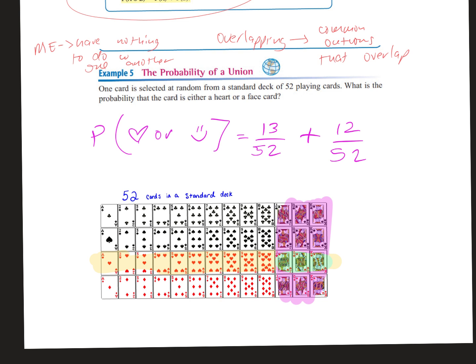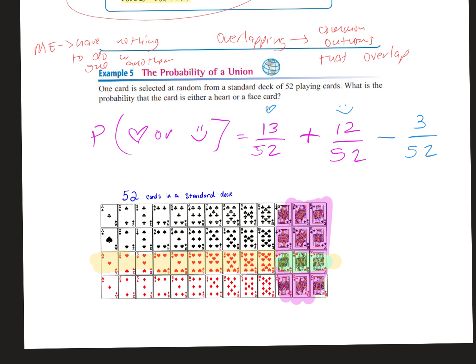So you would work this out and say, okay, the probability of a heart is 13 out of 52. The probability of a face card is 12 out of 52. But what do I have to subtract? 3 out of 52. Why do I have to subtract those 3? Because they're overlapping. They're hearts and face cards. So you'd be counting them twice.